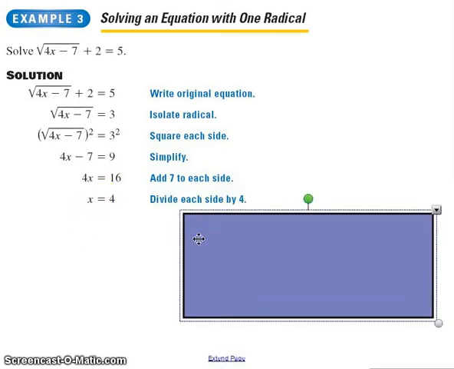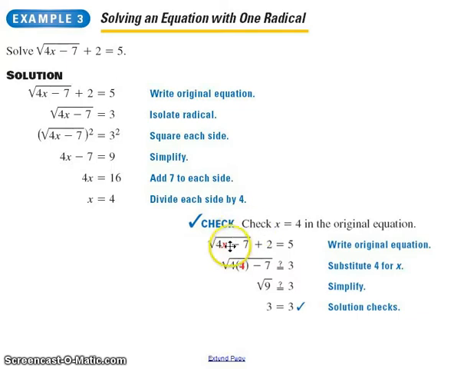And the way to check, like I'd said before, is to plug 4 back in for x. Here's the original problem. That's exactly what the textbook has done here. They've plugged in 4 for x. They work it out and find out, sure enough, 3 is equal to 3. It does check out.